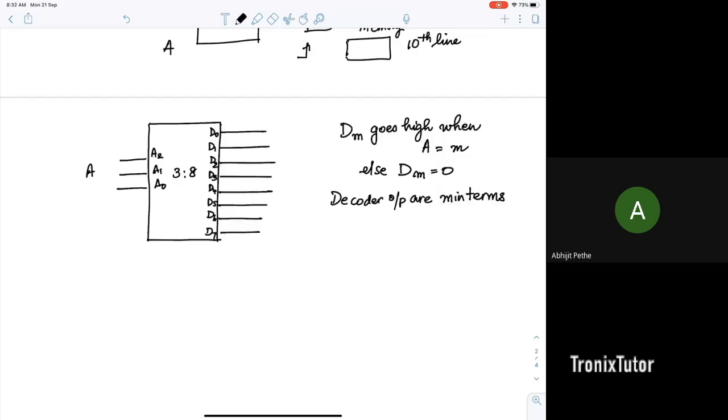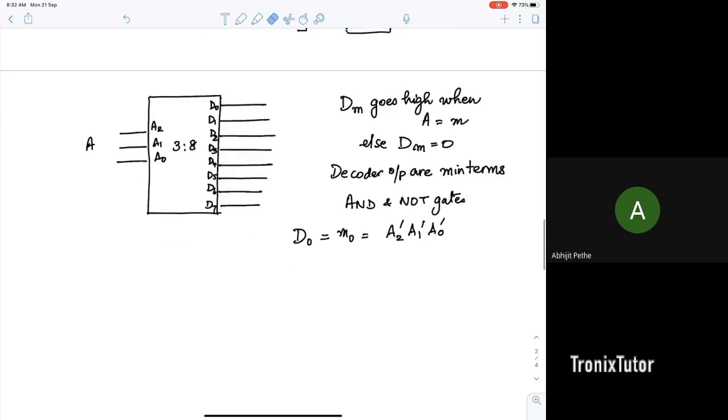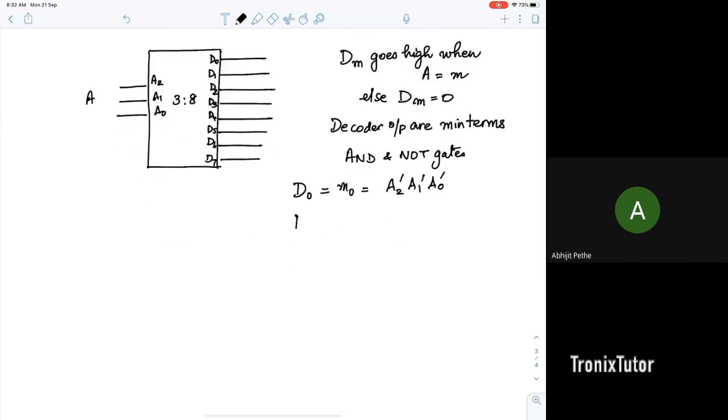So if you want to design a circuit, it's very simple. You take AND gates and NOT gates, and you can design the circuit for the decoder. So a decoder is essentially made up of AND and NOT gates. For example, suppose I want to design D0. D0 refers to the minterm M0, and M0 is given by A2 bar, A1 bar, A0 bar. This is the expression for D0. Similarly, D4 is given by M4, and M4 is nothing but 100, so it's given by A2, A1 bar, A0 bar.